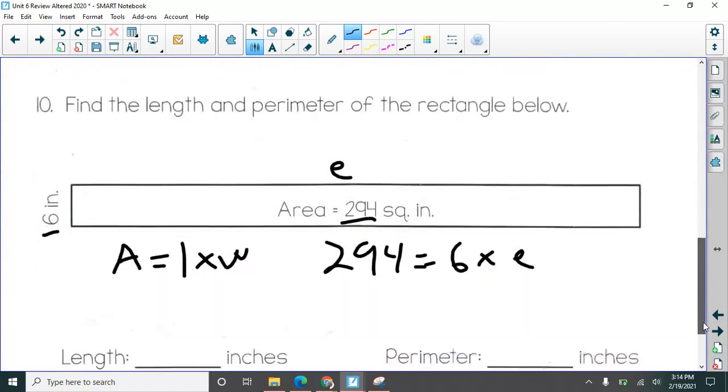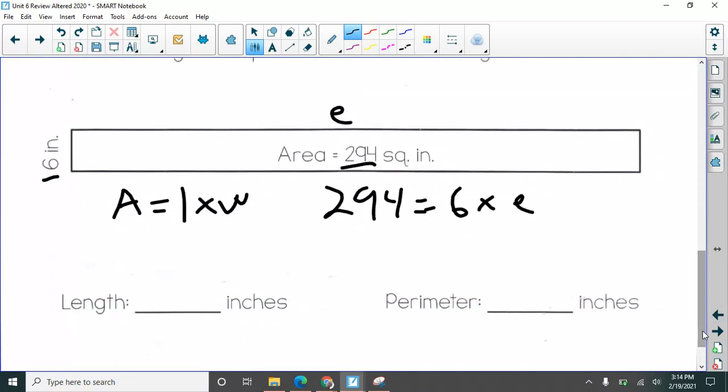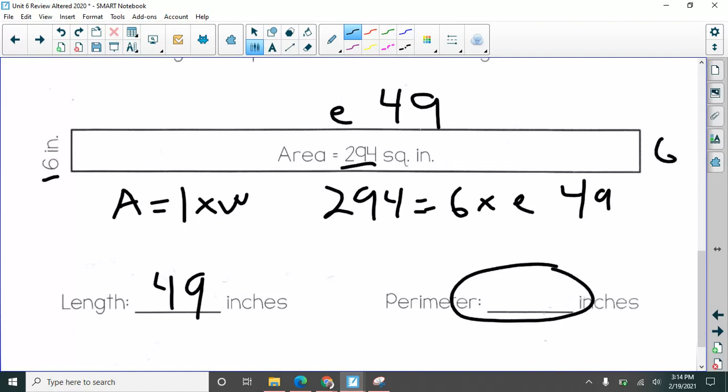If you didn't, then you want to make sure that you take a look. To find the perimeter, now I can just add up all 4 sides, right? 49 plus 49 plus 6 plus 6. That's going to give me the perimeter. Area is the inside. Perimeter is around the outside.